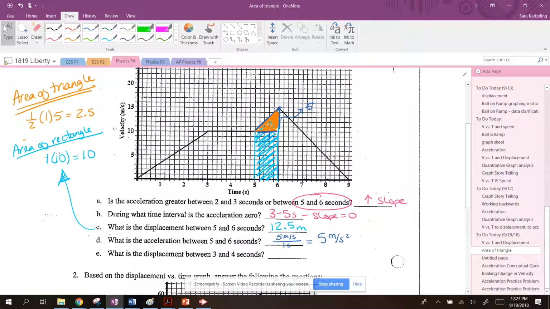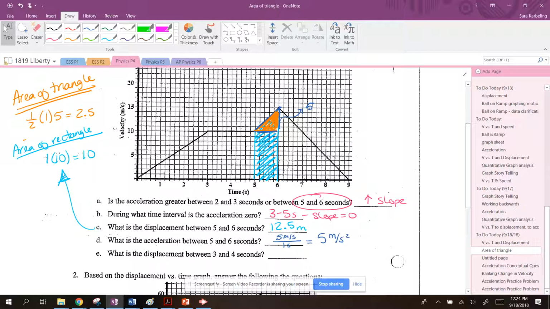What is the displacement between 3 and 4 seconds? Okay, so we have to think, right? This always requires us to think, which is kind of annoying. Jeez. We got a velocity time graph. We want to find the displacement. What are we looking for? What are we going to do? We're going to do an area. Velocity to a displacement. We're going to look for the area under the curve.